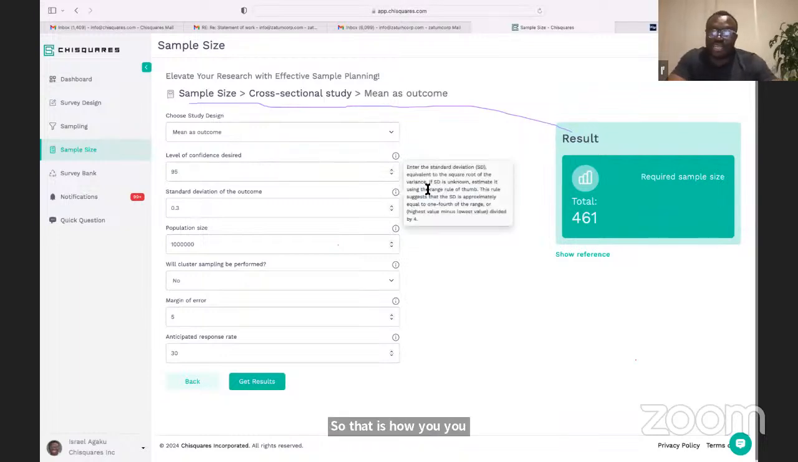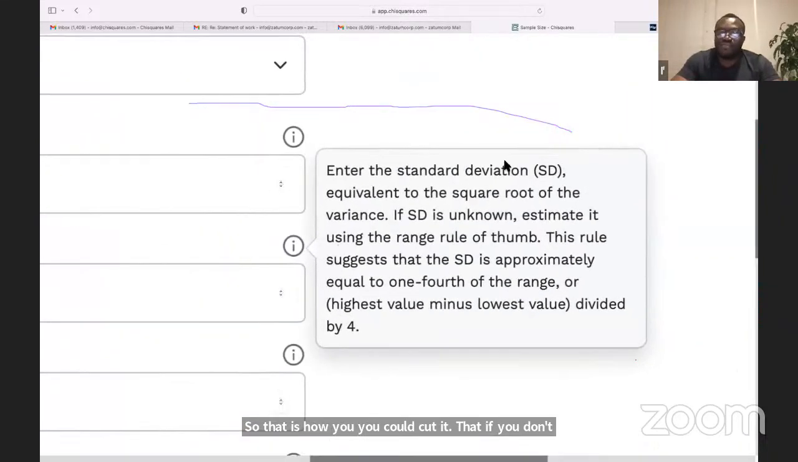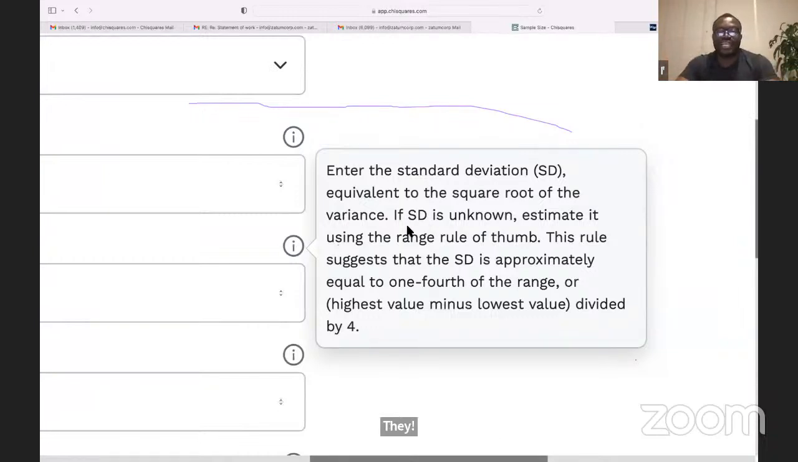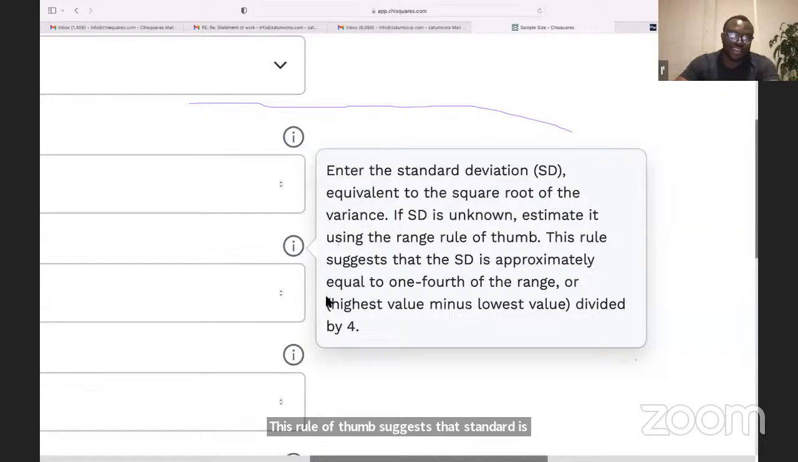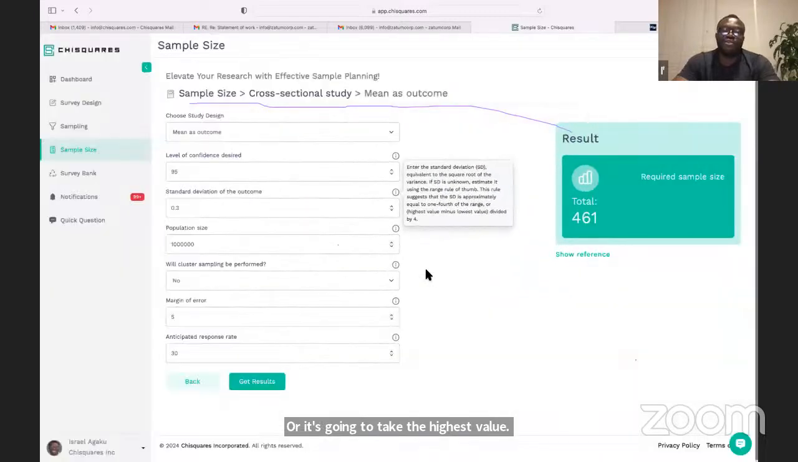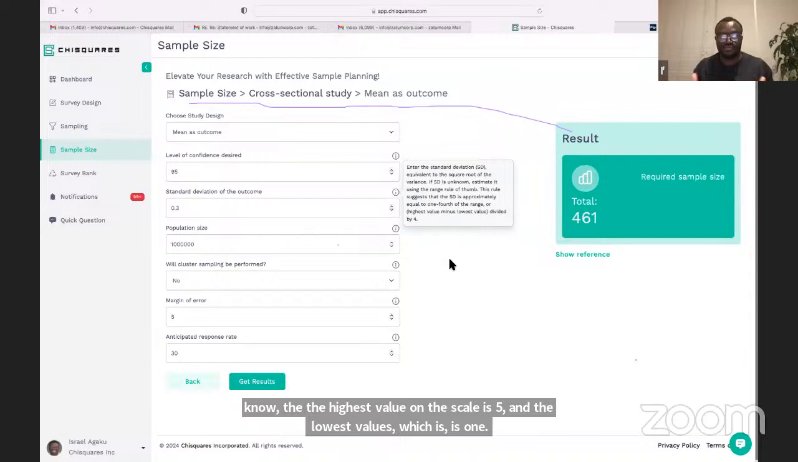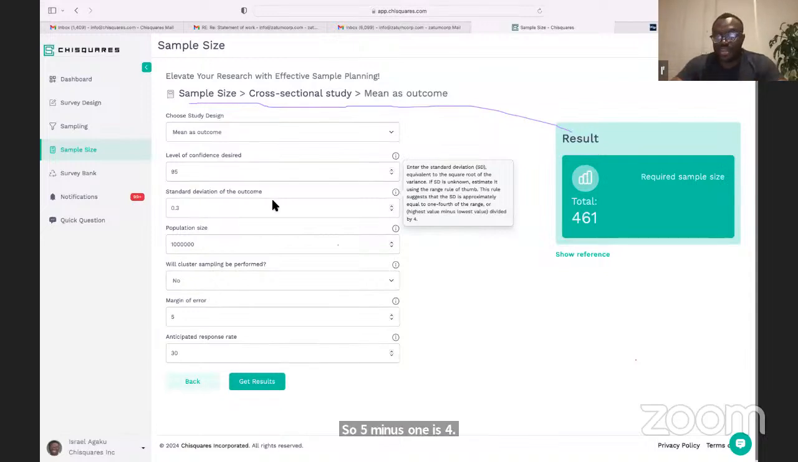If you don't know what the standard deviation is, we have a shortcut here for you. This is a rule of thumb, right? If standard deviation is unknown, estimate it using the range rule of thumb. This rule of thumb suggests that the standard deviation is approximately equal to 1/4 of the range, or you can take the highest value minus the lowest value and divide by 4. So if we're looking at a scale, for example, where the highest value is 5 and the lowest value is 1, 5 minus 1 is 4. 4 divided by 4 is 1, right?